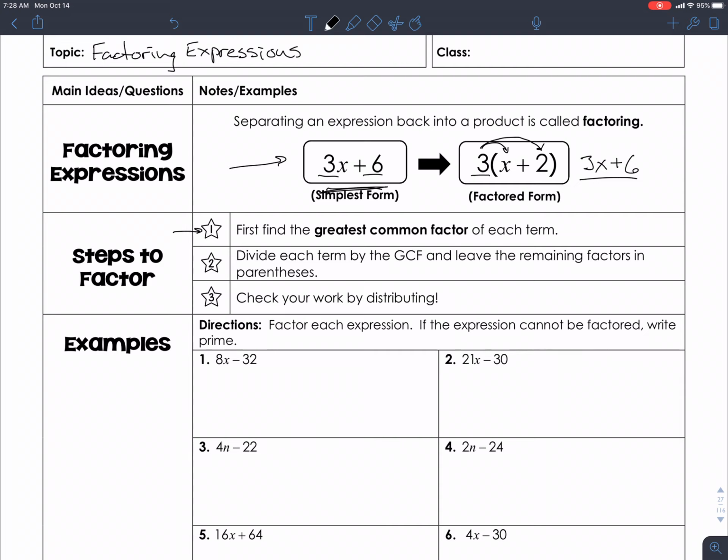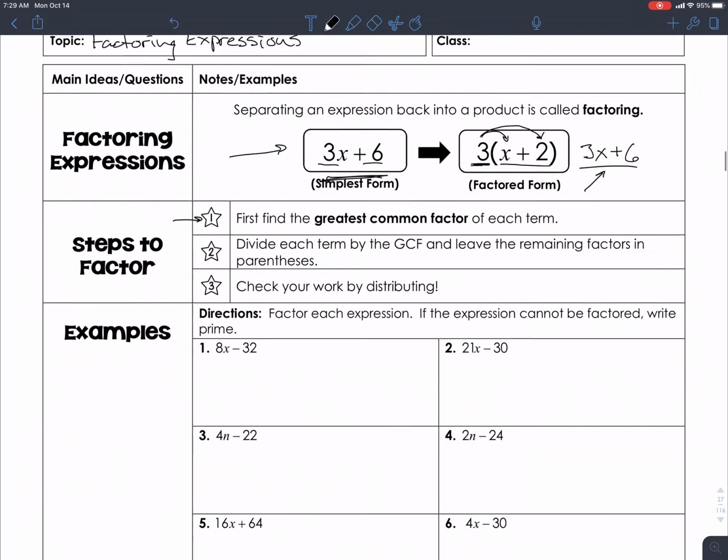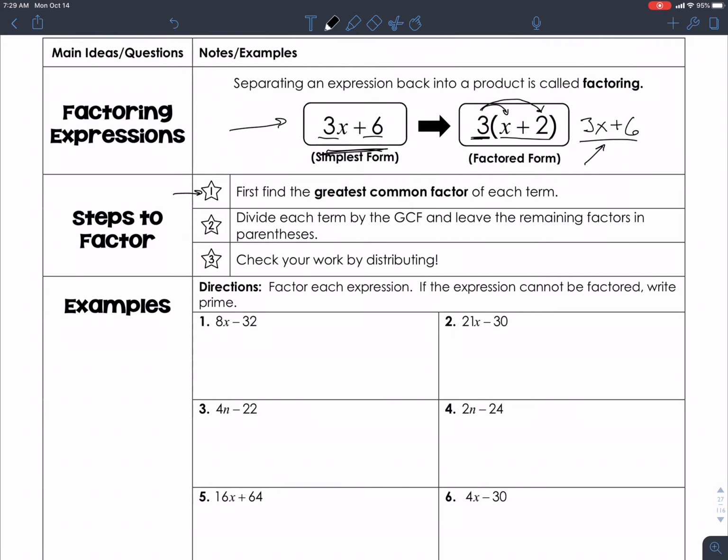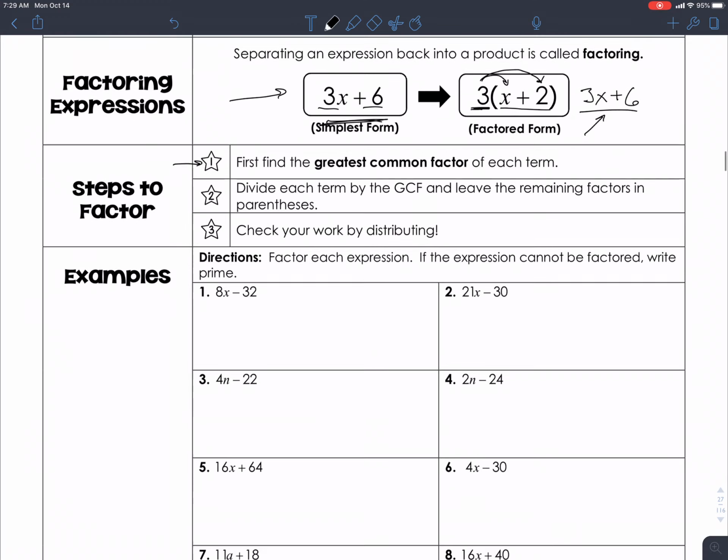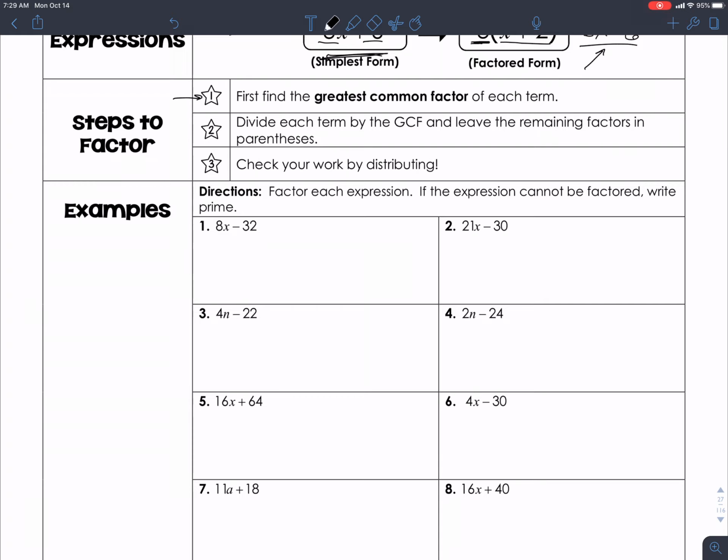So first you got to do the steps to factor. First, find the greatest common factor of each term. In our previous example, it was 3. Divide each term by the greatest common factor and leave the remaining factors in parentheses. So that was what they did. They divided by 3 on both of the terms, and they were left with x plus 2. Check your work by distributing, and that's what we did here. We distributed and double-checked it. So let's go through a few of these. I'm going to do the evens, and I'm going to have you do the odds.